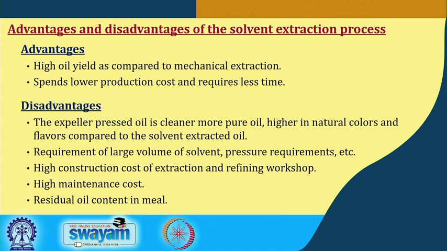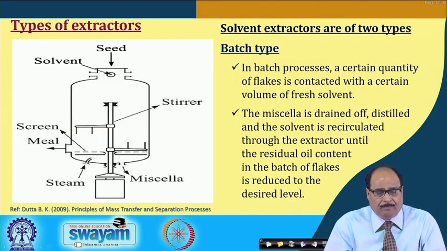oil content in the meal, and that invariably makes this very valuable byproduct of the oil milling industry even non-usable. So that becomes an important factor: if the solvent can be completely removed without any reduction in the quality of the meal, so that the meal can be utilized for food purposes, that will give a very good point.